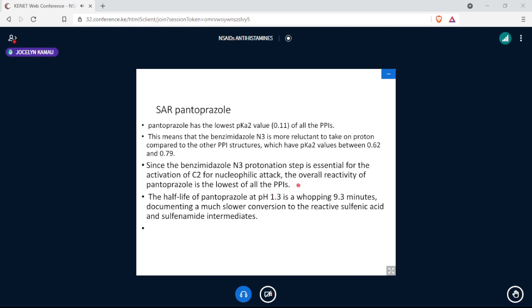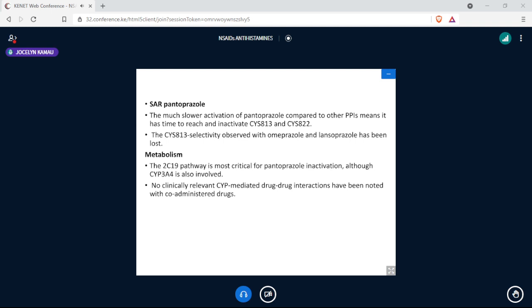That is the same thing I've explained. The half-life of pantoprazole at pH 3.0 is a whopping 9.3 minutes, documenting a much slower conversion to the reactive sulfenic acid. You might not be required to remember the minutes, but we are only saying that it has lower reactivity compared to the other PPIs, and that can be explained by the group it has at position number 5'.